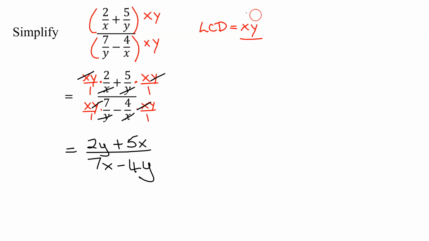So the process of multiplying by this LCD has changed my complex fraction into a regular fraction. Now all we have to do is decide, can I simplify anything else? Please don't be tempted to reduce this y with this y or this x with this x. Remember, you can only reduce common factors of the numerator with common factors of the denominator. My numerator has no common factors. My denominator has no common factors. So this is my simplified answer.